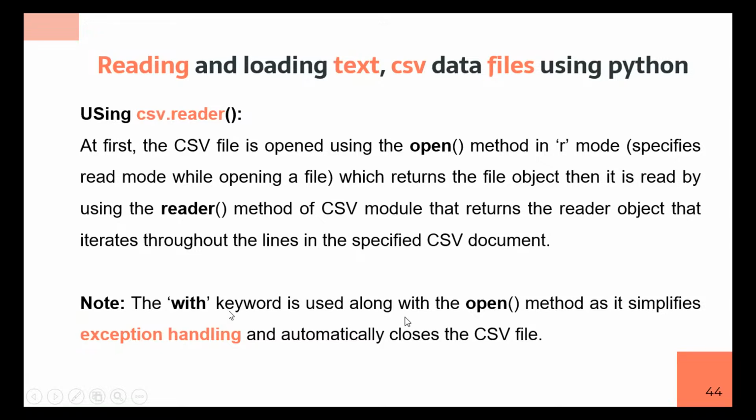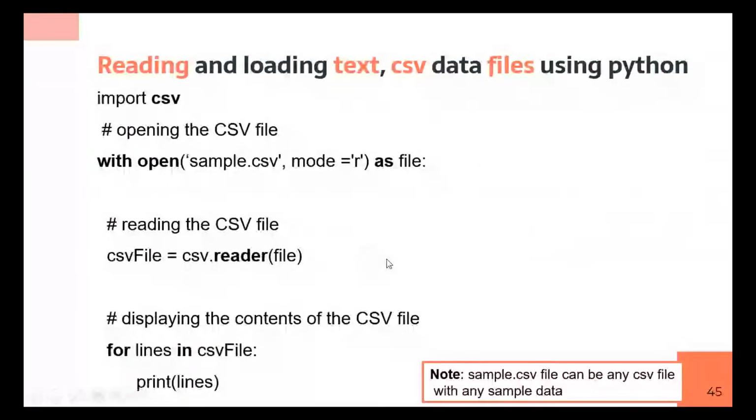The with keyword is used along with the open method as it simplifies exception handling, the situations which can cause problems in normal program execution. Such situation handling code is exception handling code. That can be handled with the help of with itself, and it automatically closes a CSV file. Your fd.close, or file descriptor.close, or file object.close, will be done by the with keyword automatically. You don't have to mention that.